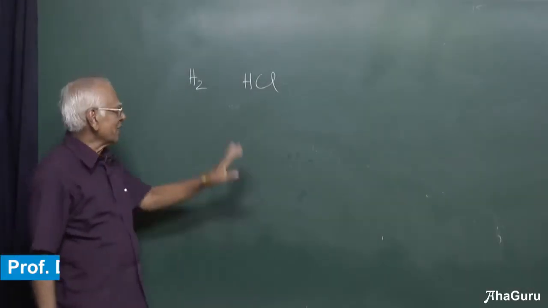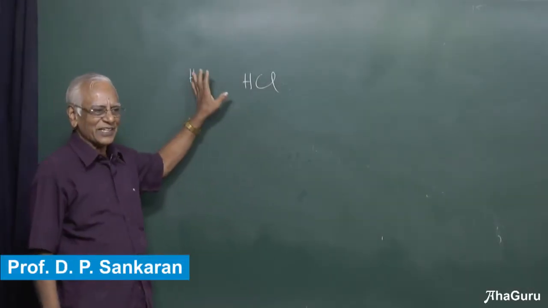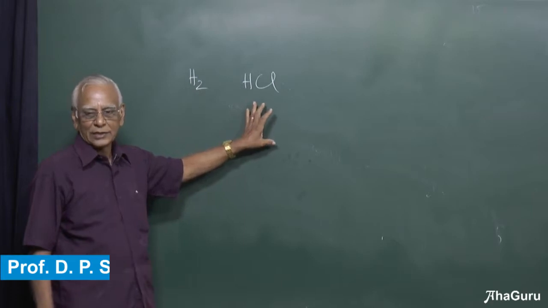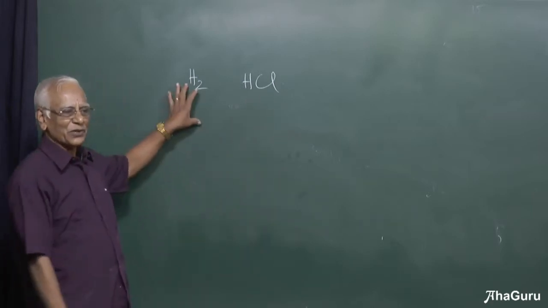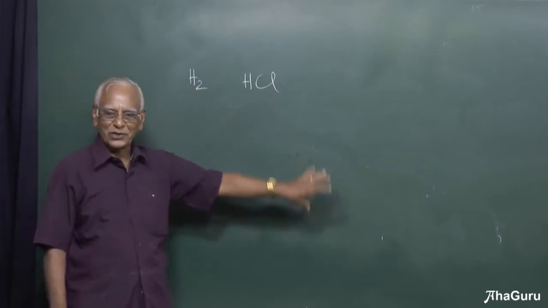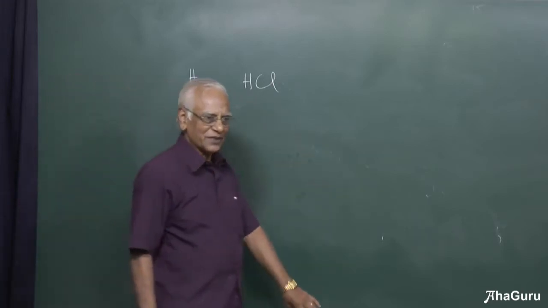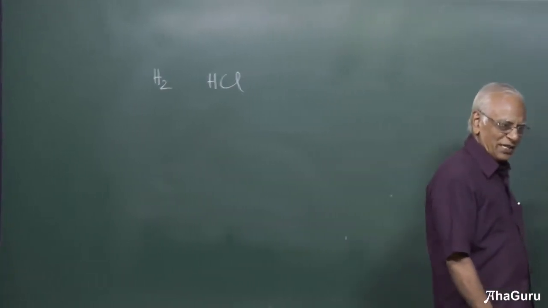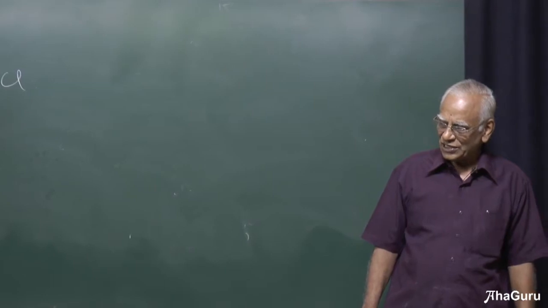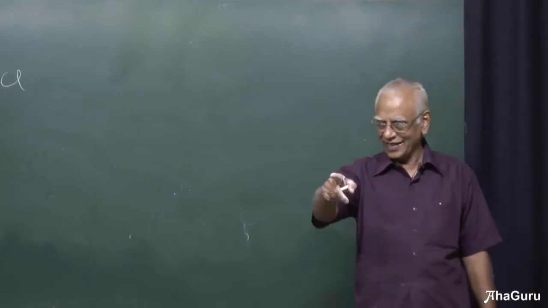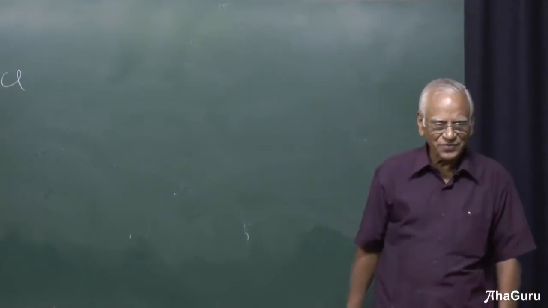What is the difference between these two? Don't tell me, sir, you have H2, this is HCl, I know that. Yes? Homonuclear diatomic molecule and heteronuclear diatomic molecule. Okay. What is the common parameter? What is the common factor between these two? Atomicity. Yeah, diatomic. Atomicity is 2.